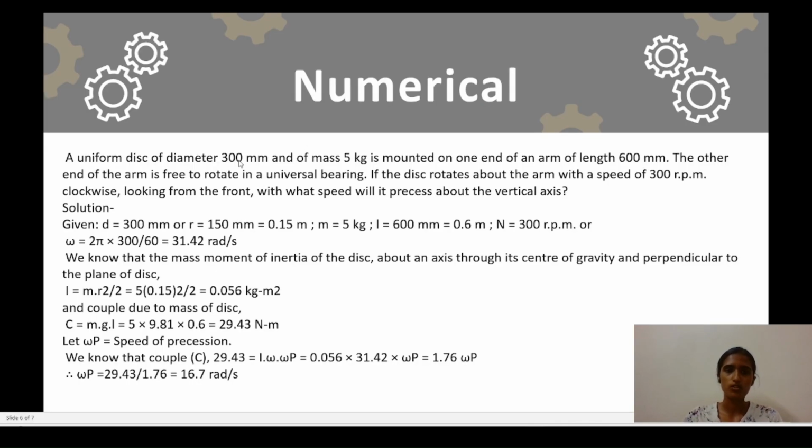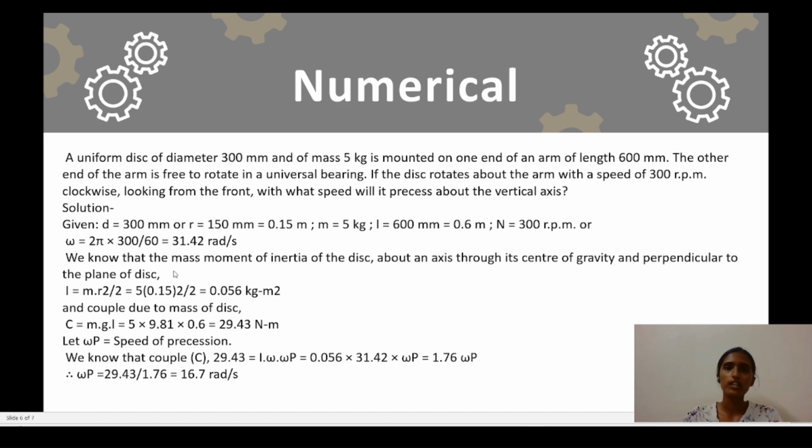Now let's solve this numerical based on gyroscopic couple. Let's first understand the given data. We have been given the diameter of the disc as 300 mm. We can find the radius from this. Mass is given as 5 kg. The distance is given as 600 mm. We need to convert it to meters, that is 0.6 meters, and RPM is given. So we all know the formula for omega, that is angular velocity, is 2 pi N divided by 60. So by the formula we can find the angular velocity.